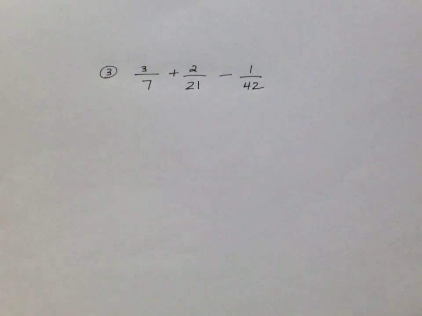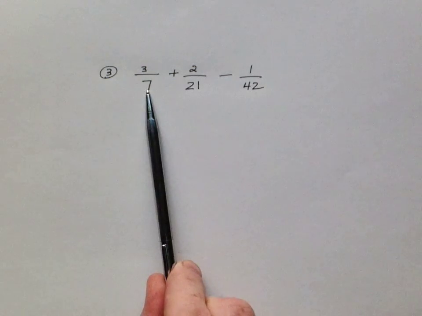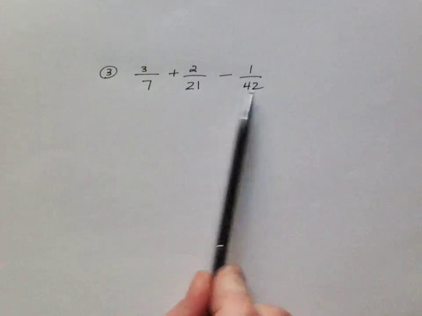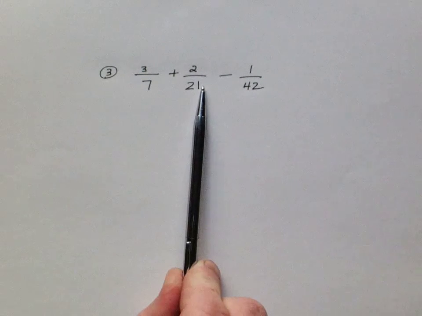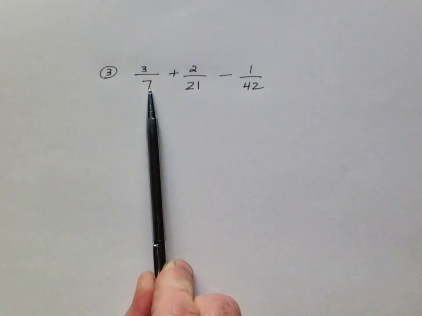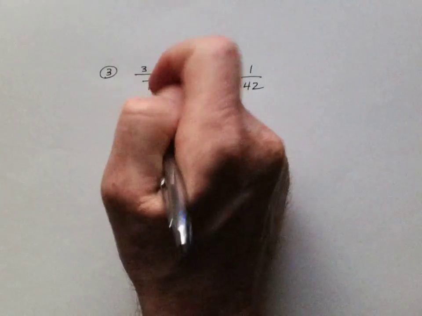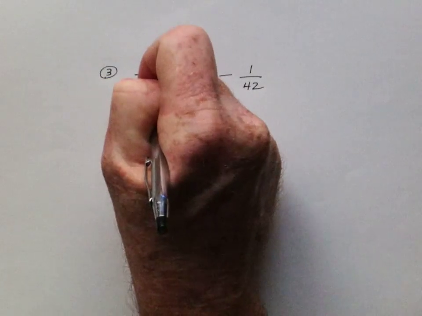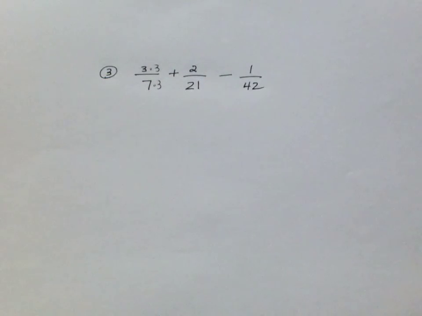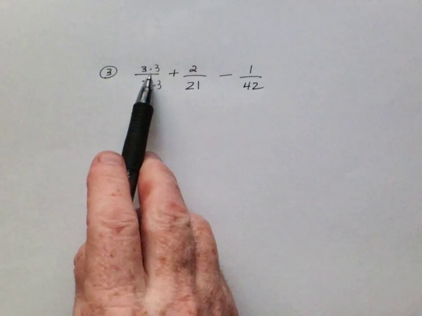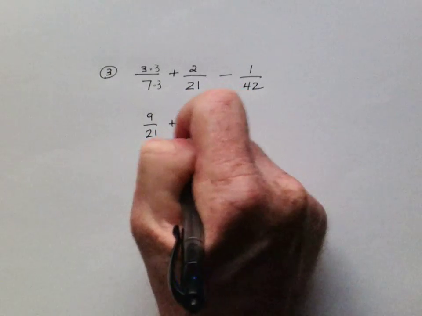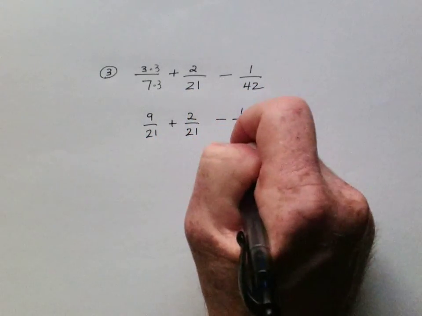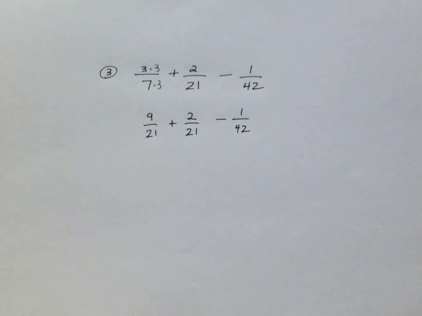So with this, I need to combine these two fractions. Later, I'll worry about this one. So to combine these two, I have to make the denominators the same. And if I multiply this by a 3, it would become a 21. But if you multiply the bottom by 3, then you also have to multiply the top by 3. So this first fraction right here is going to become 9/21 plus 2/21. And this 1/42 I'm going to do as the last step.